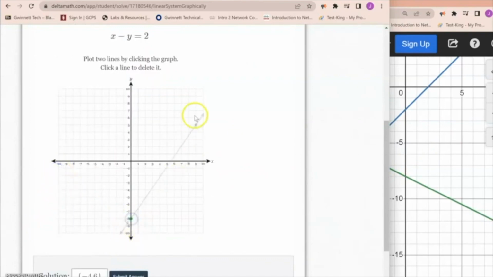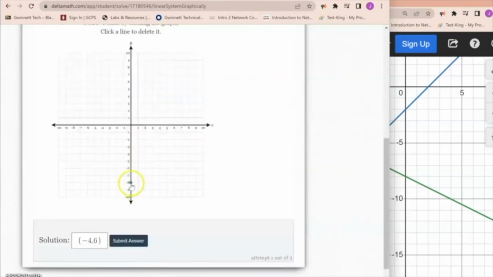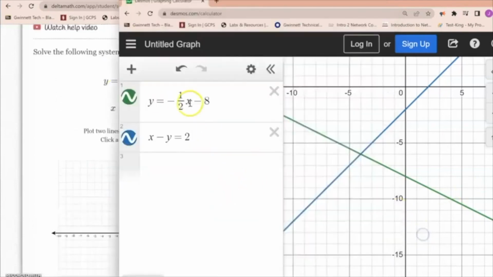You start at negative 8, and then this says you go down 1, right 2. Down 1, right 2. So that would be my graph. But again, you can just copy your graph straight from Desmos. So I'm going to go ahead and show you how to do that. So my first line, negative 1/2, is what color? Green, right? I'm going to hide the blue one just so I don't get confused.